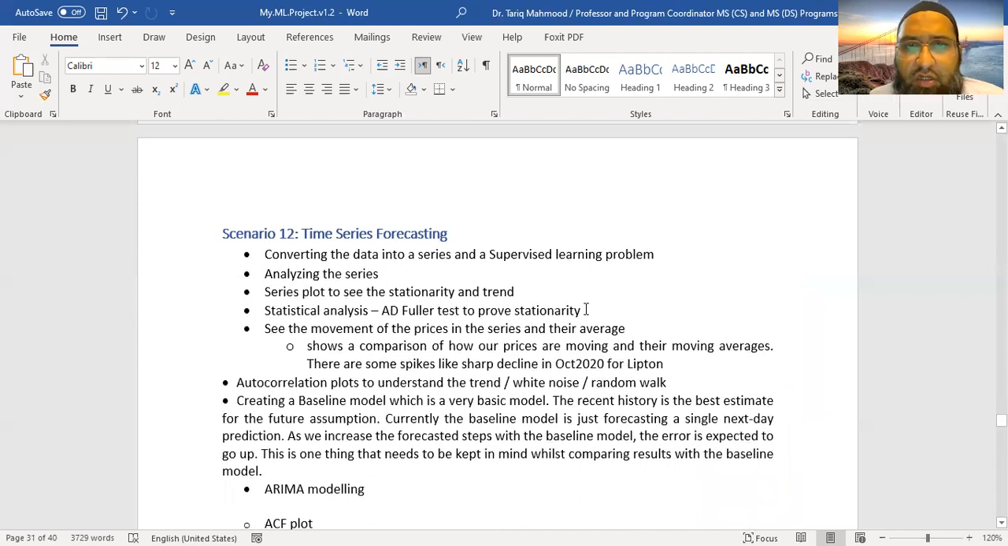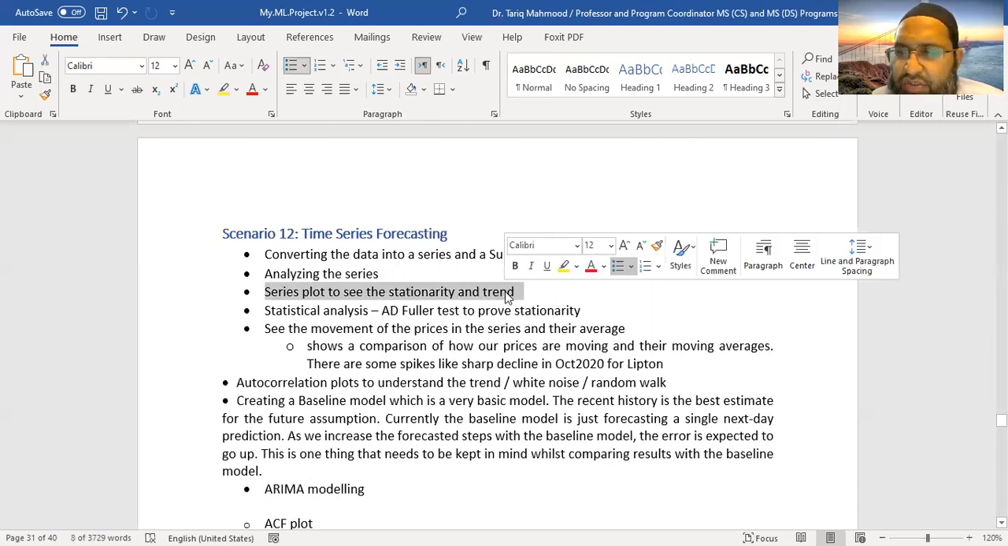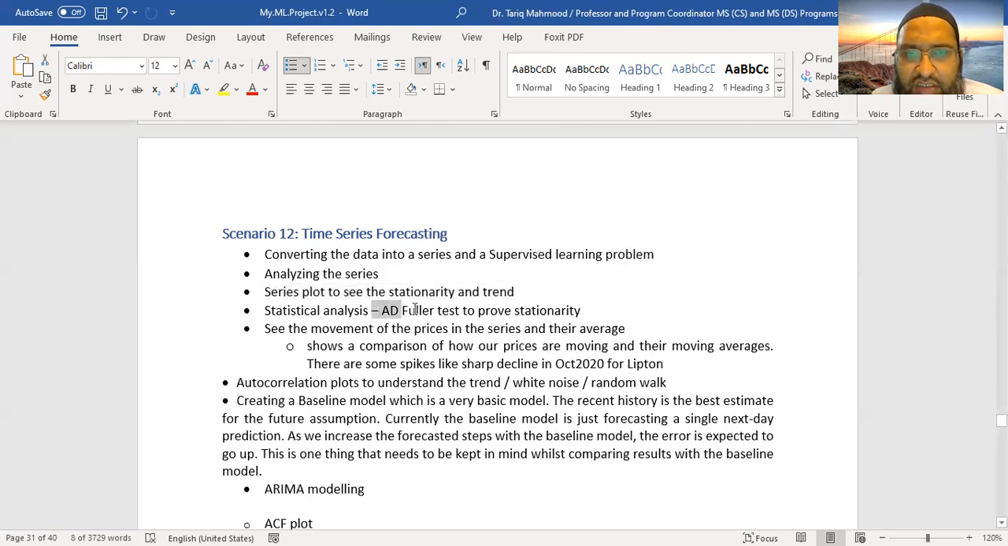And now we come to this time series forecasting part, which is the 12th thing that we have done here. So to convert the data into a supervised learning problem, as I told you at the beginning of this video. And then obviously you analyze the time series. You want to analyze the series to see the trend and the stationarity. If the series is not stationary, then you want to make it stationary. You check the stationarity using the Dickey-Fuller test, which is the ADF test.